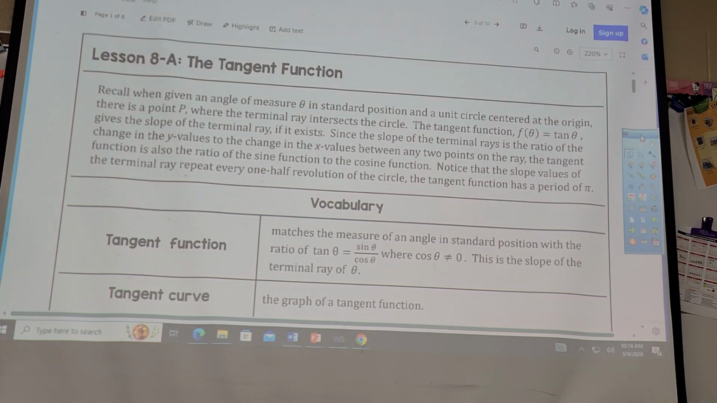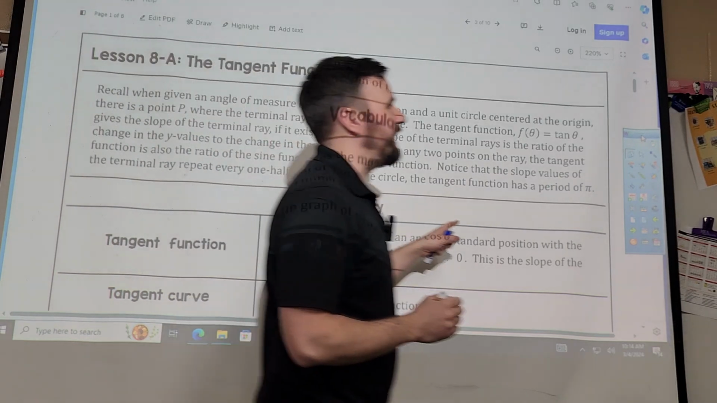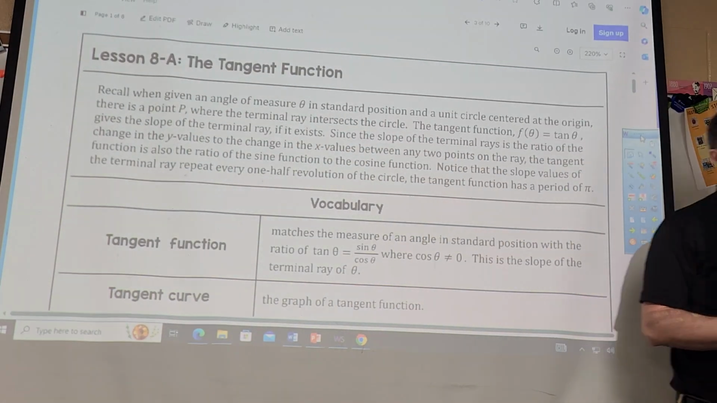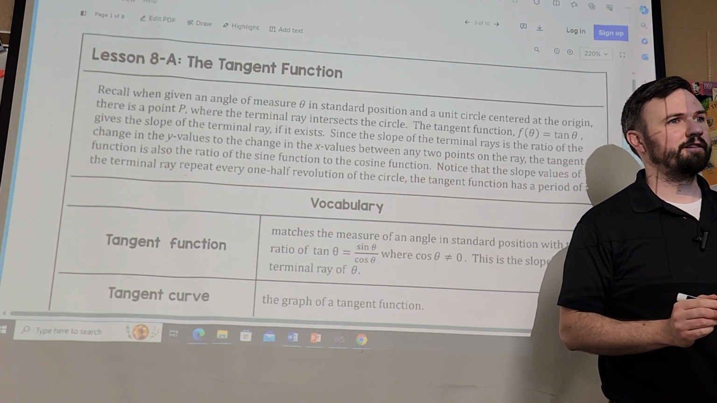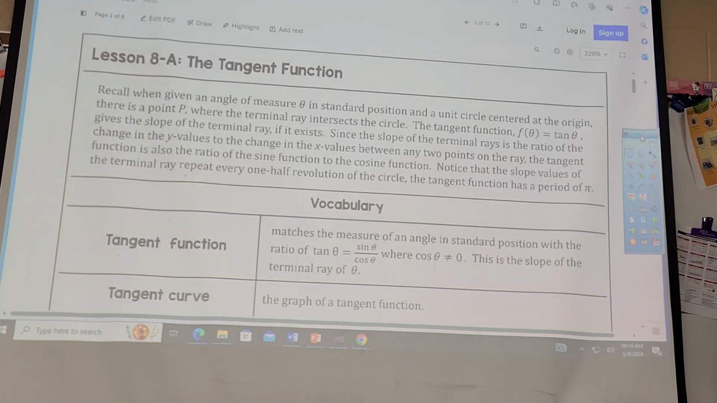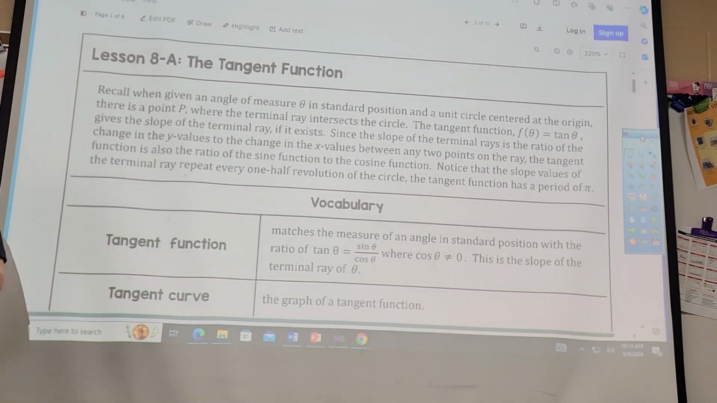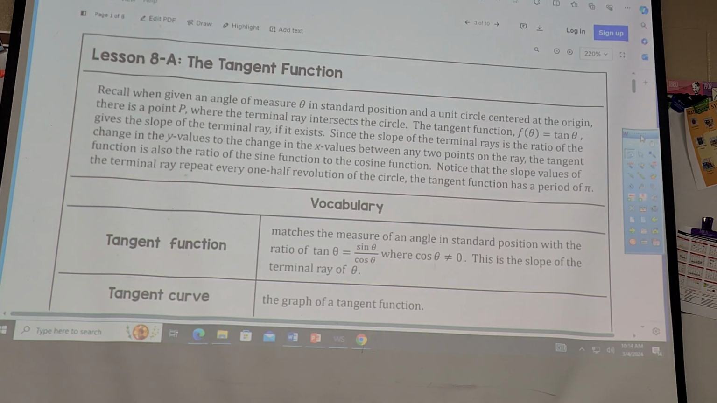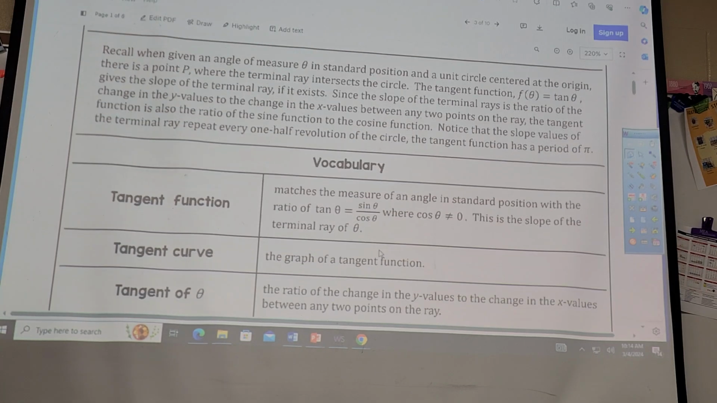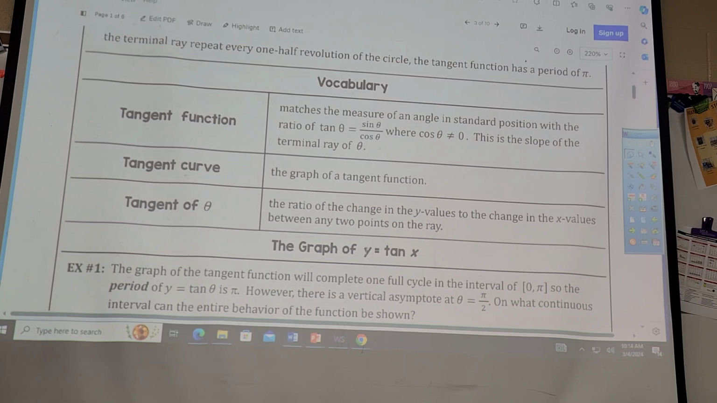Now think about this. Does tangent exist at every point on the unit circle? What happens right here? I have a slope of 1 over 0, which is undefined. So is tangent continuous across all real numbers? No. So this one's going to have asymptotes, right? Yes, they will be vertical asymptotes because the bottom's 0.